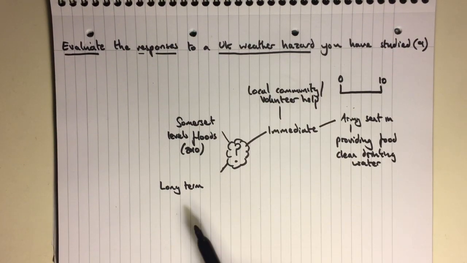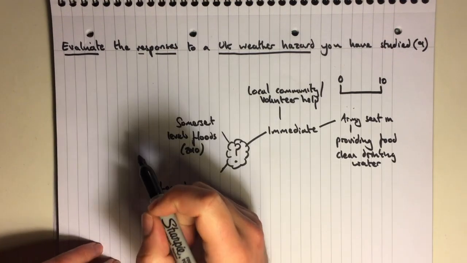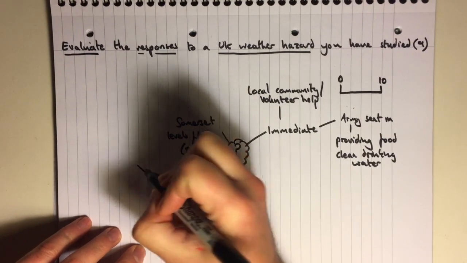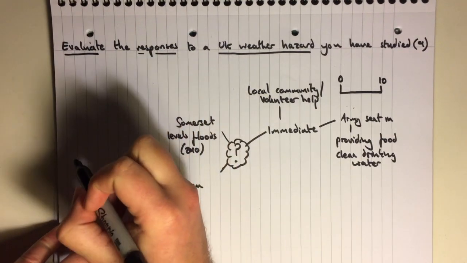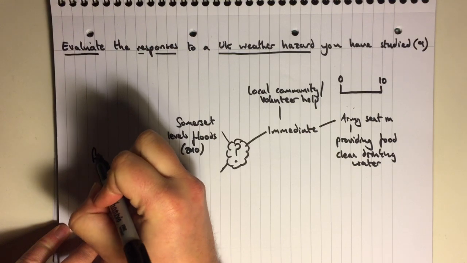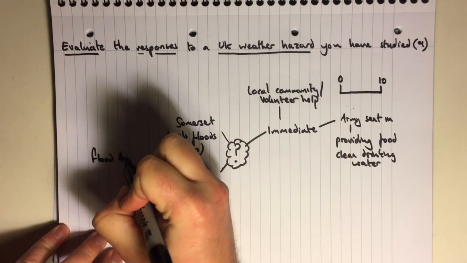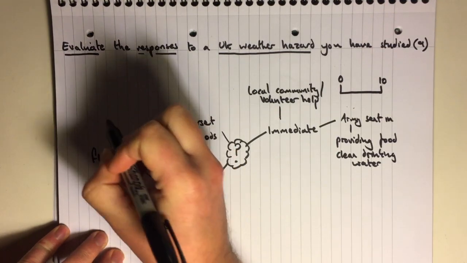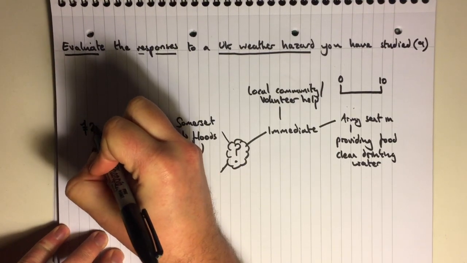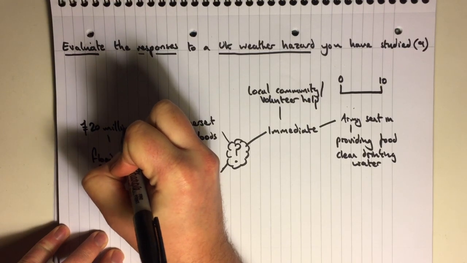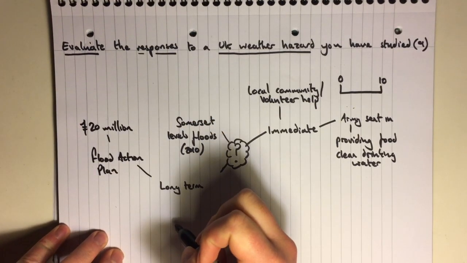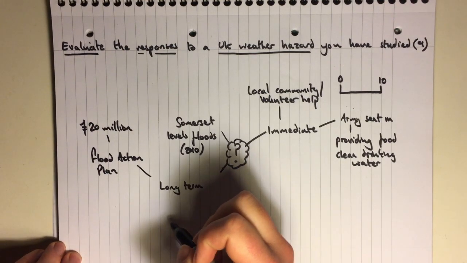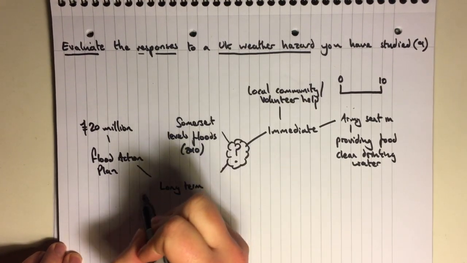Okay, long-term effects. Now, these are really interesting. David Cameron, the Prime Minister at the time, helped set up something which was called the Flood Action Plan. So it's the Flood Action Plan, and this was to the tune of £20 million. So there's a big amount of investment. There were a few different things that occurred from that £20 million.